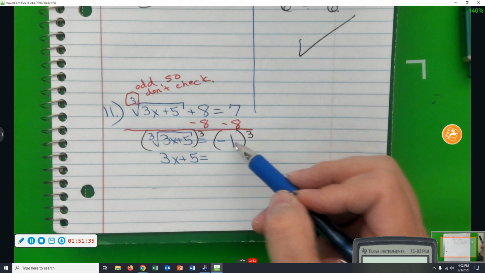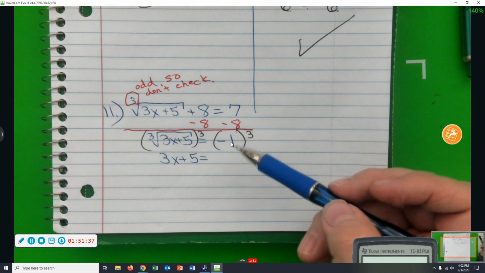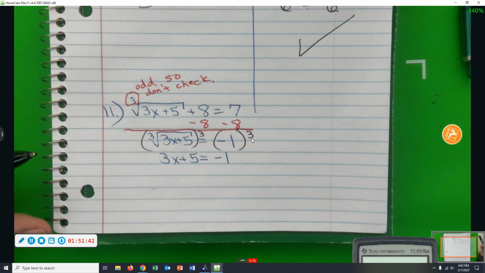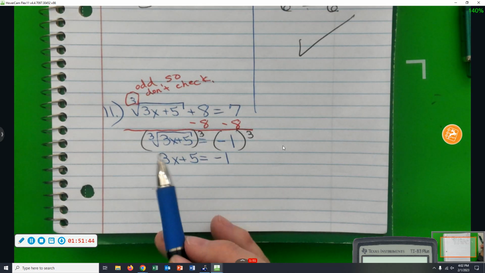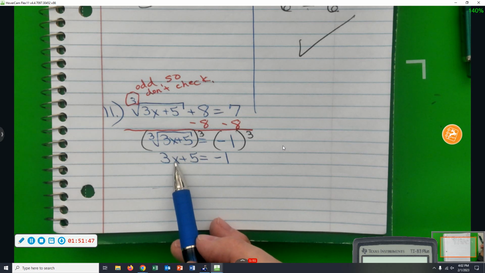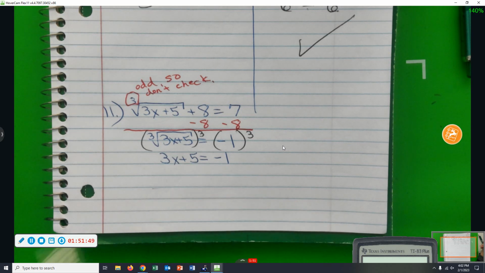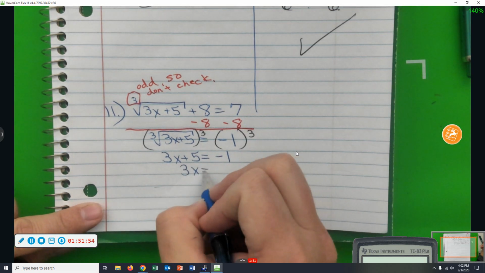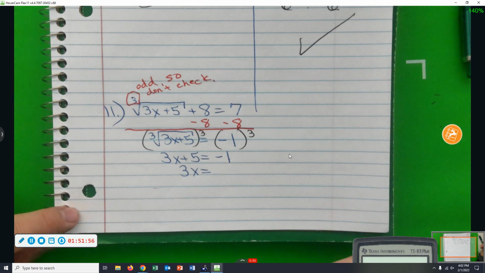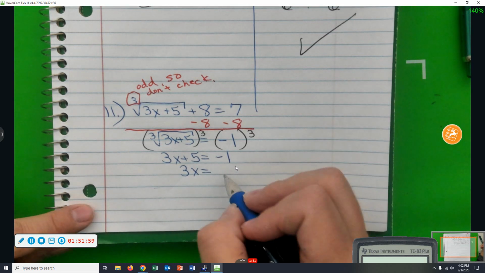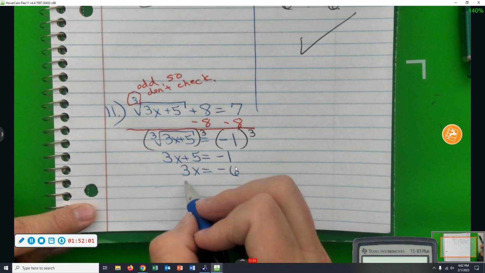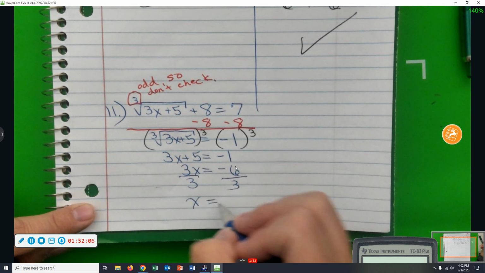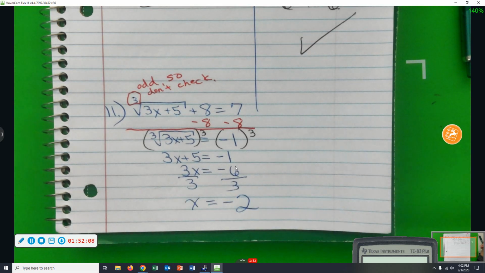On the right, -1 times -1 times -1, that's going to give me -1. It's not quadratic. We just got to get that x isolated. What will I do next? To give me 3x equals, we're minusing the 5. -1 minus 5 gives me -6, and then dividing by 3 gives us x equals -2.